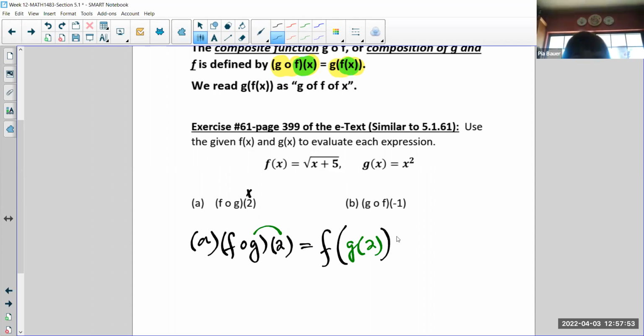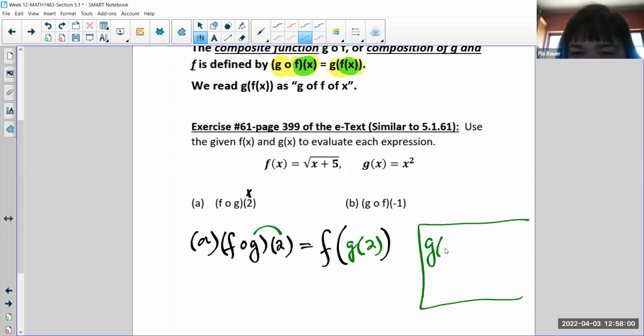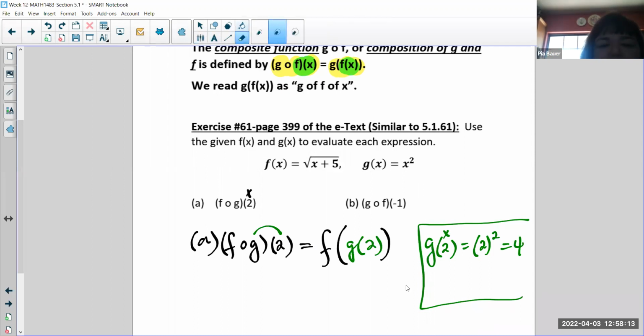And that's what I'm going to do first. In fact, I'm going to do it in a little box here. I'm going to find g of 2. That means x equals 2. So I look at the formula for g and it has an x squared. So I substitute x for 2. 2 squared will give me 4. So that means g of 2 is equal to 4.